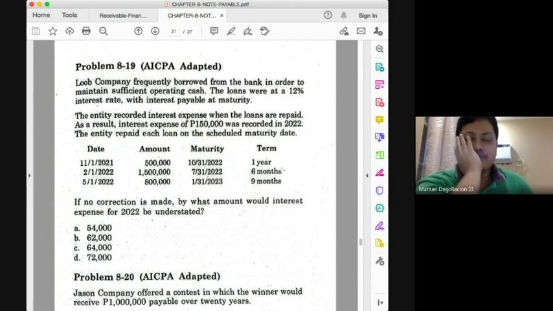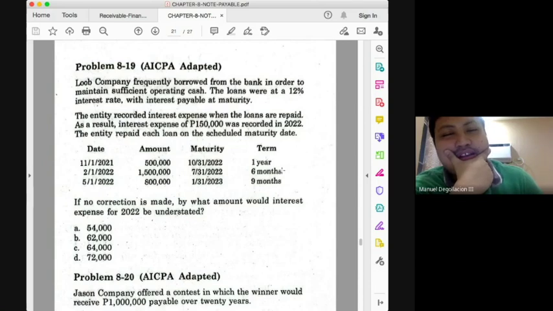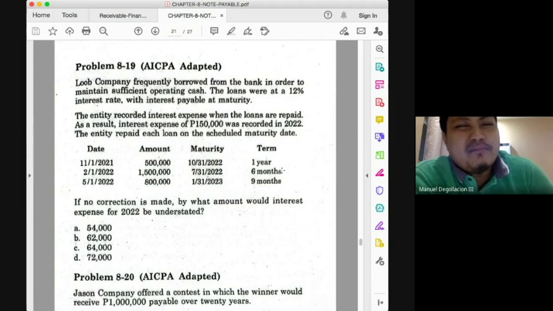Okay. So 8-19. Here, basically, you'll be asked to compare the correct treatment and the wrong thing done by the entity. Lube company frequently borrowed from the bank in order to maintain sufficient operating cash. The loans were at a 12% interest with interest payable at maturity. The entity recorded interest expense when the loans are repaid.